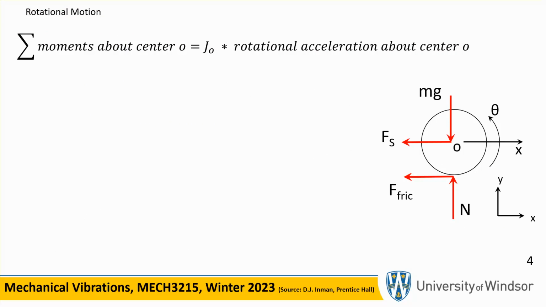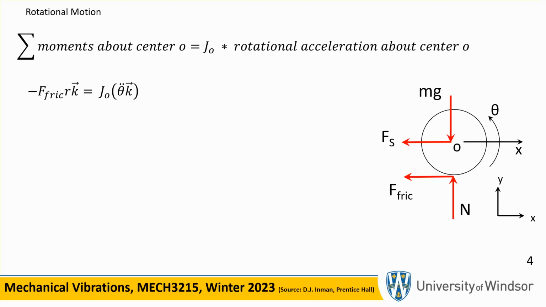So Newton's second law in terms of moment is that the sum of all the moments about the mass center, for example O, is equal to the polar moment of inertia with respect to O times the angular acceleration. Obviously, angular acceleration is theta double dot. So if you write things down, the right-hand side is J O, the polar moment of inertia, times theta double dot in the k direction, okay?